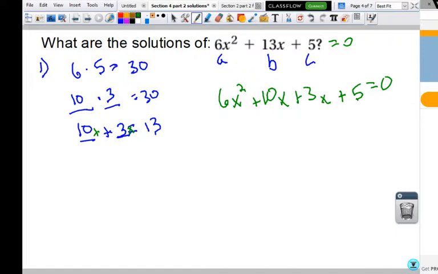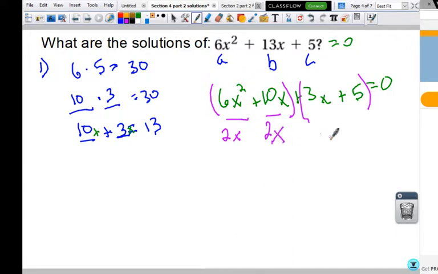Alright, Lucas, what's my next step? What's step 3? Parentheses. Yep, we're going to put parentheses in here. Figure out what they're both going to. So I'm going to put parentheses around here. What's going to go into a 6x squared and a 10x? 2x.